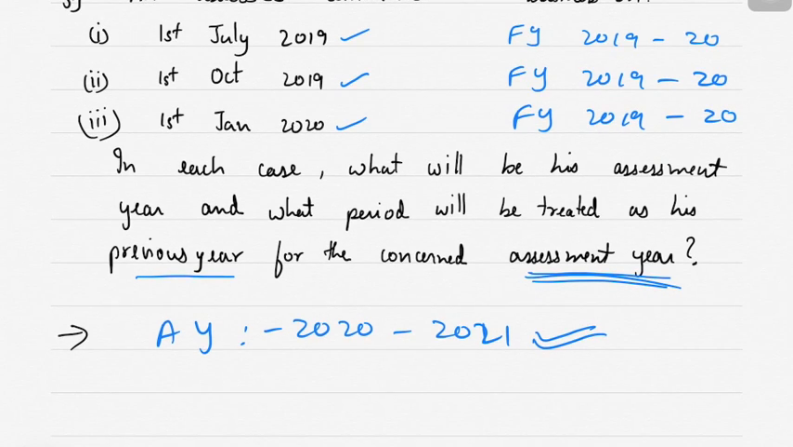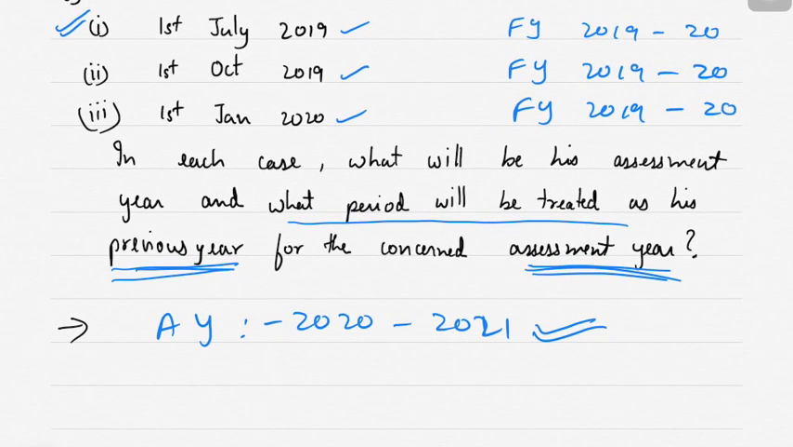And what period will be treated as his previous year? The year of earning is treated as previous year. For the business started on 1st July 2019, that means the business started from 1st July 2019. So before 1st July 2019, there was no income. The day in which the business starts, the previous year starts in that year.